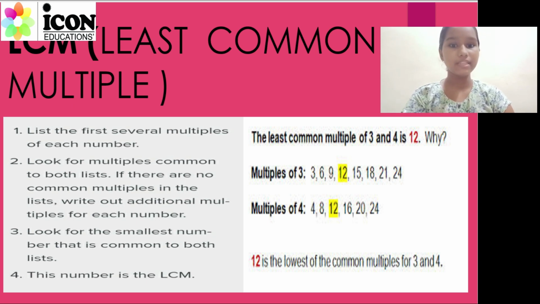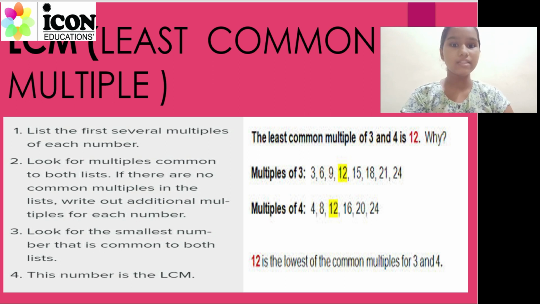The first step is list the first several multiples of each number. Means suppose we have the numbers 3 and 4, we have to write the multiples of both these numbers. Multiples, in short, we can say for us to understand in a better way, as tables. Like for 3 it will be 3, 6, 9, 12, 15, 18 and so on. And for 4 it will be 4, 8, 12, 16 and so on.